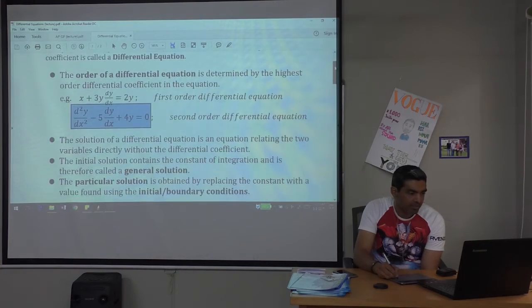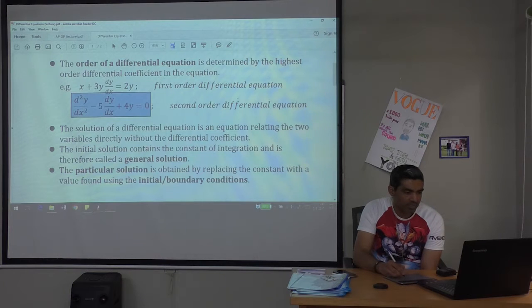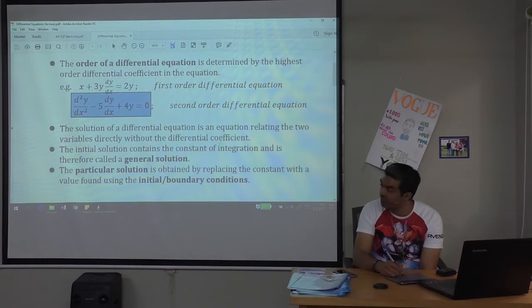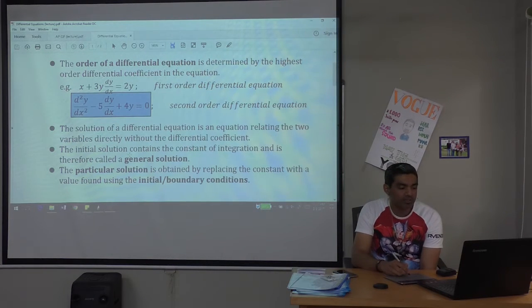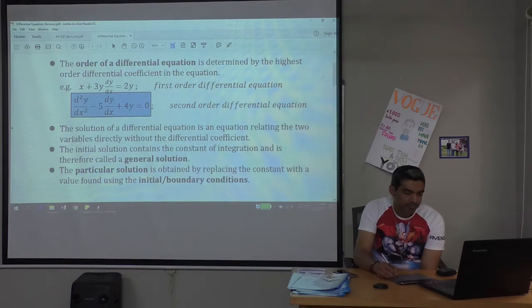Okay, so I think this we just discussed. If you have a look, this we've already discussed. The order of a differential equation is determined by the highest order differential coefficient of the equation. The solution of a differential equation is the equation relating the two variables directly without the differential coefficient. So when you come back to the original equation, the initial solution contains the constant of integration and is therefore called a general solution. We just discussed that. And a particular solution is obtained by replacing the constant with the value found using the initial condition or the boundary condition. I'll tell you what's the difference between initial condition and boundary condition in a moment.